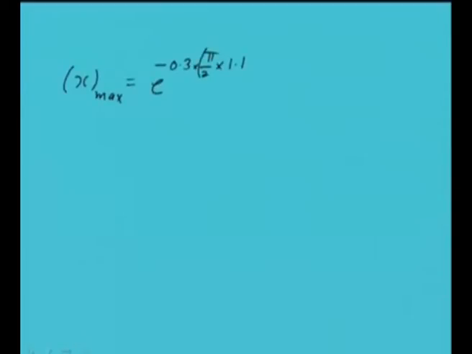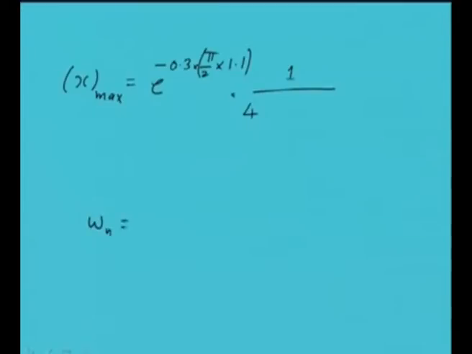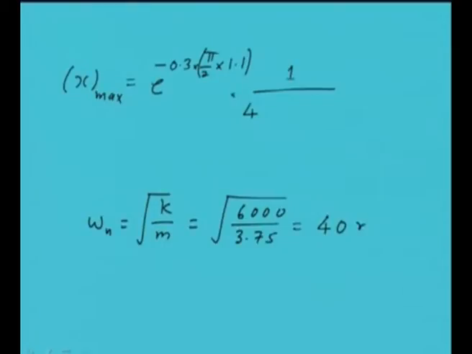So that is pi by 2 is already here, and then other terms. So we have x naught dot, that is initial velocity is 1 meter per second, so this one. Then we have the omega n, still we have not obtained the omega n, so omega n we can calculate, that will be k by m, because we know the k and we know the m. K is 6000, m is 3.75, so this will be 40 radians per second.